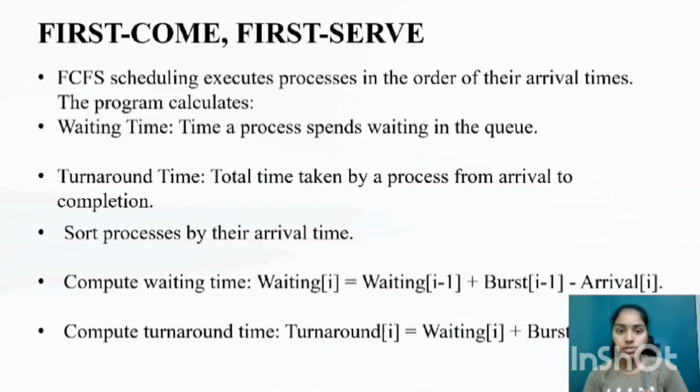Here we are sorting the processes by their arrival time. Here we are calculating the waiting time: waiting time of i equals waiting time of i minus 1 plus burst time of i minus 1 minus arrival time. Next, we are calculating the turnaround time using this formula. Turnaround time equals waiting time plus burst time.